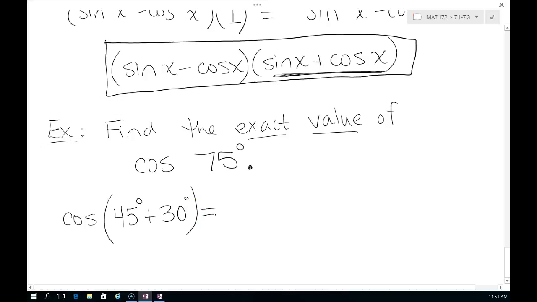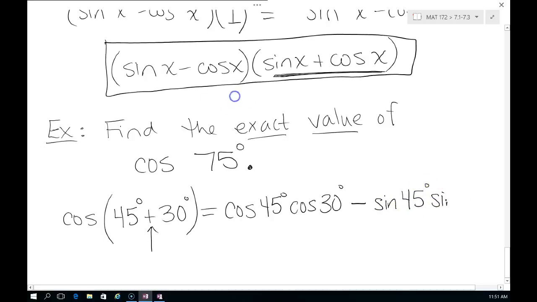And now remember, cosine is our bad guy. He's the mean one. He doesn't like to mingle. He doesn't like to share. And he is going to change that operation on you. So cosine is going to take on both of those values. So we're going to do cosine of 45 and cosine of 30, and those are going to be multiplied together. And then we're going to subtract. And then we're going to do sine of each of them: sine of 45, sine of 30.